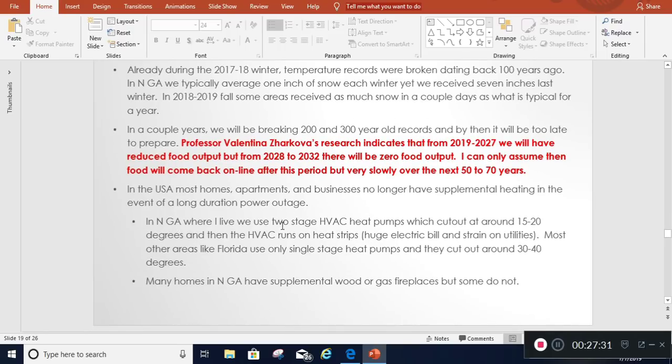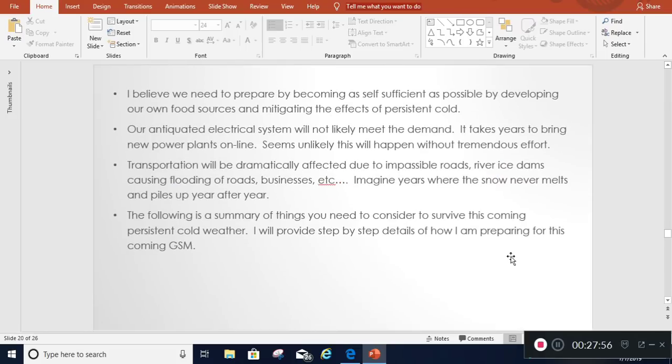In North Georgia, where I live, we have 2-stage HVAC heat pumps which cut out at about 15 to 20 degrees, and then the HVAC runs on heat strips, which is a huge electric bill and strain on utilities. Most other areas like Florida only use single-stage heat pumps, and they cut out around 30 to 40 degrees. Many homes in North Georgia have supplemental wood and gas fireplaces, but some do not. I believe we need to prepare by becoming as self-sufficient as possible by developing our own food sources and mitigating the effects of persistent cold.